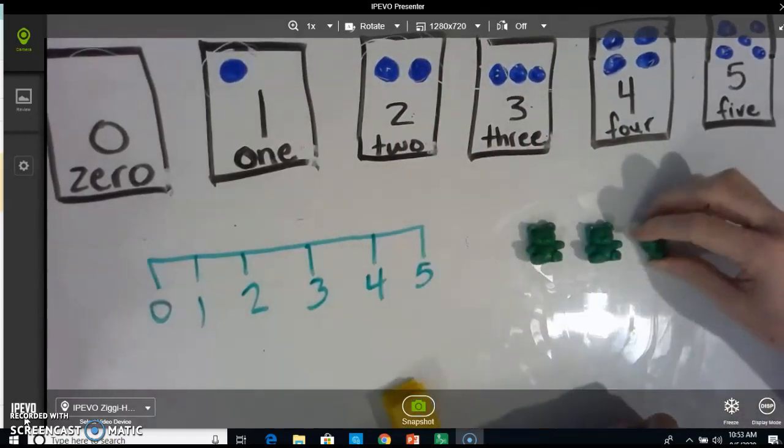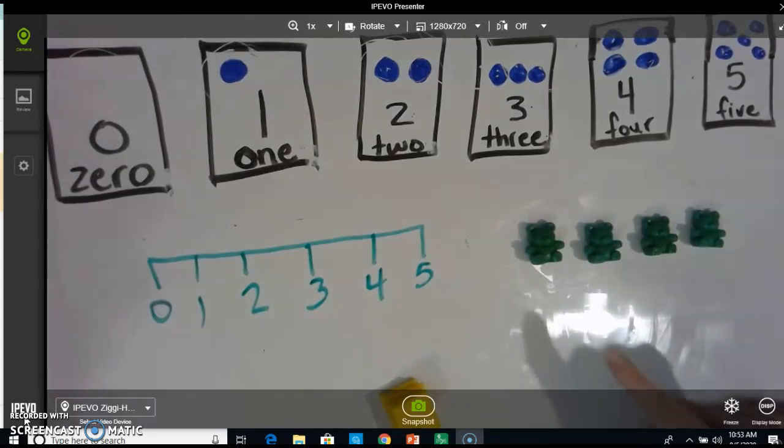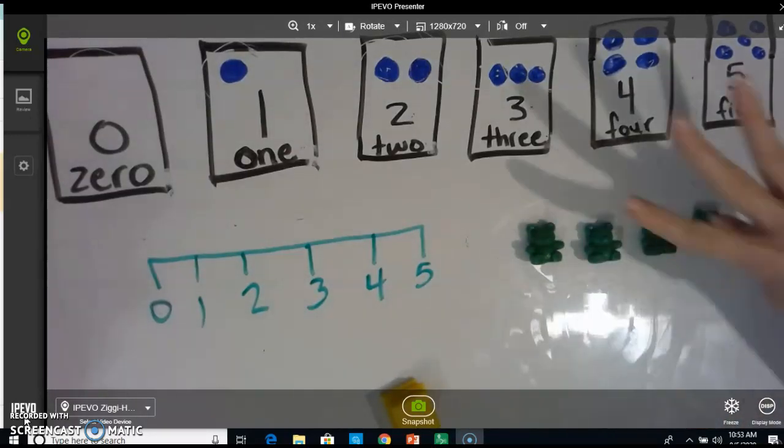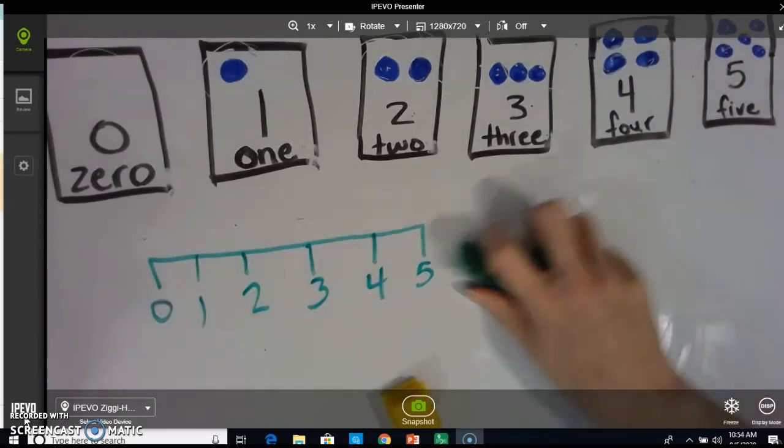Now, this next group, I'm going to put it out for you. I want you to tell me on your hand and with your mouth how many you have. Ready? Do it. Count. How many you have? 4. How many? 4. 1, 2, 3, 4. Very good.